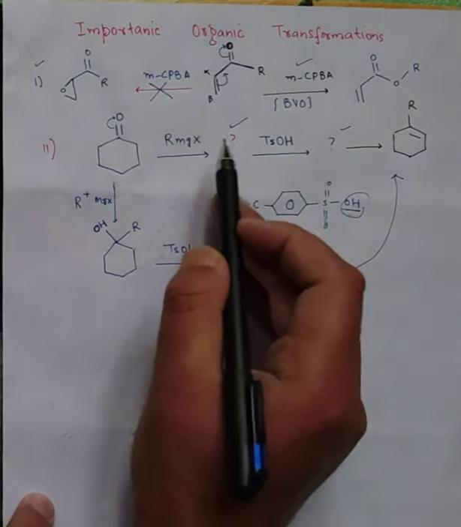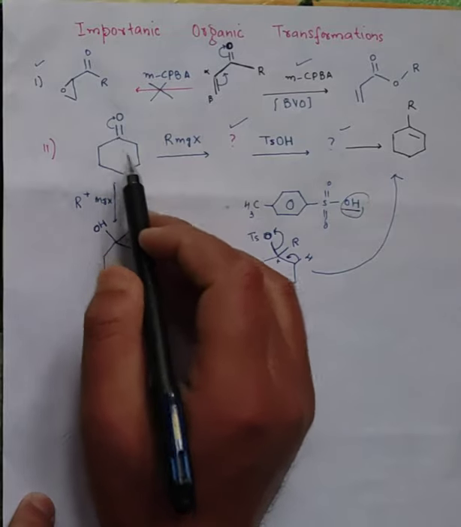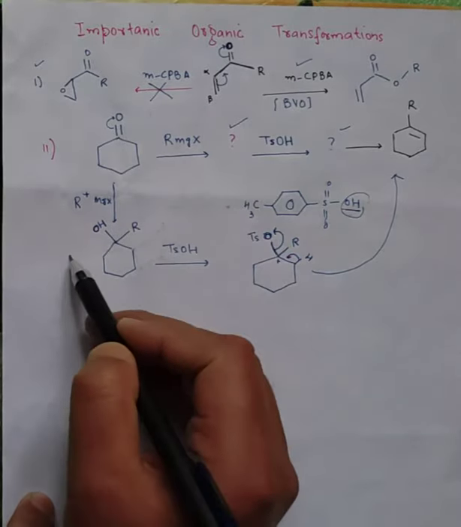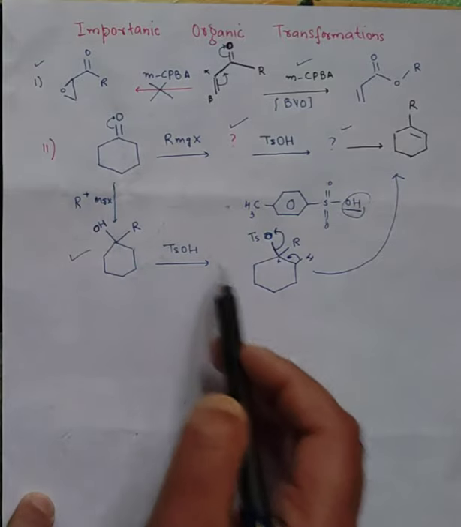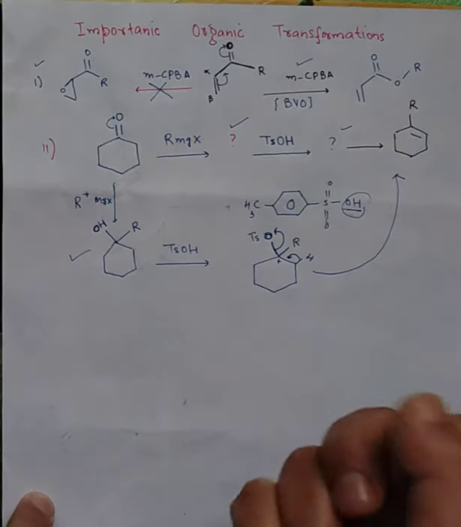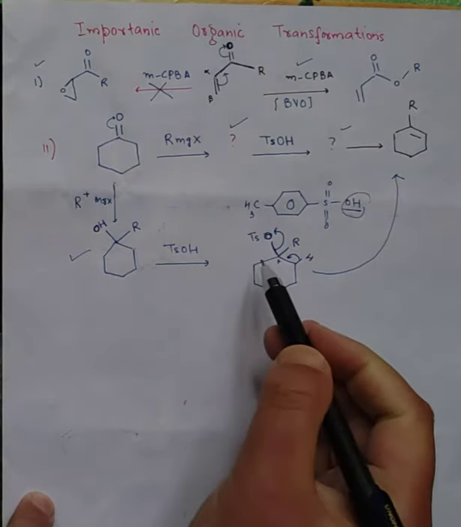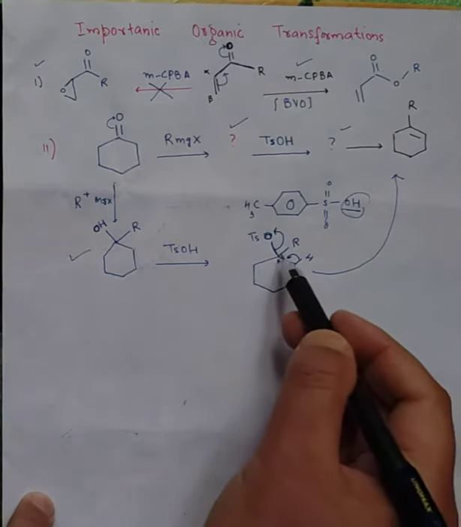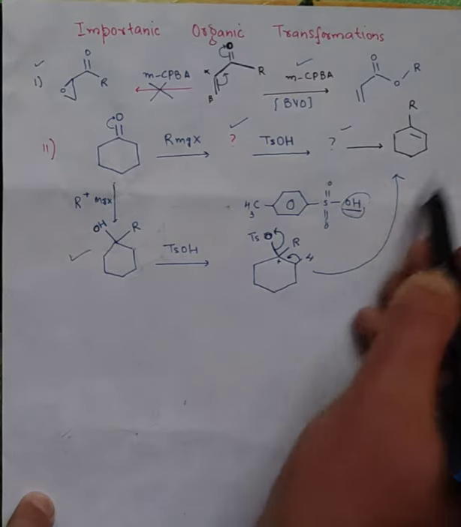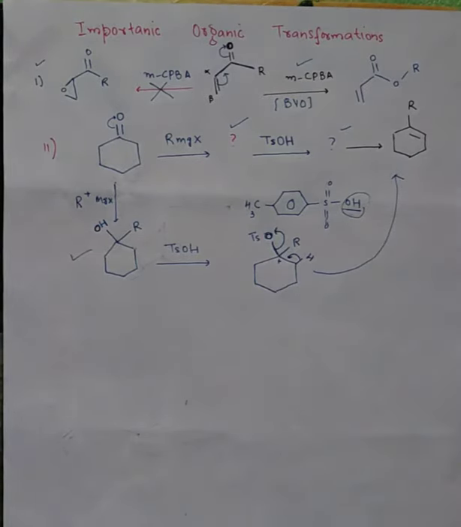So at step number 1, when we treated this cyclohexanone with the RMgX, we'll get this compound. And then when we treat this with tosyl, it converts OH into this OTs and makes it a good leaving group. So it takes oxygen away from our original compound. And then finally, because of the plus charge, we'll get a double bond here. So we'll finally get the alkene. That's it. So this is our problem number 2.